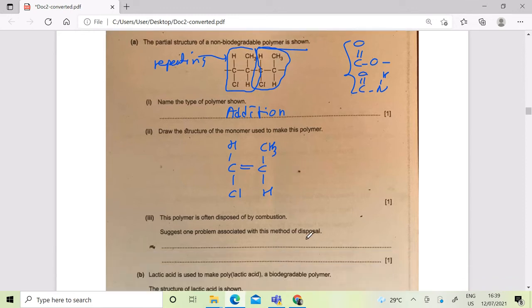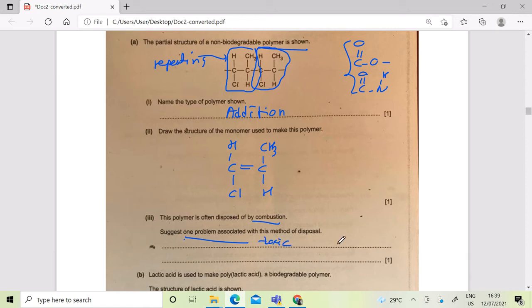The polymer is often disposed of by combustion. Suggest one problem associated with this method of disposal. So combustion of addition polymers. Suggest one problem associated with this. You are not supposed to burn these plastic polymers. One basic problem is toxic gases.